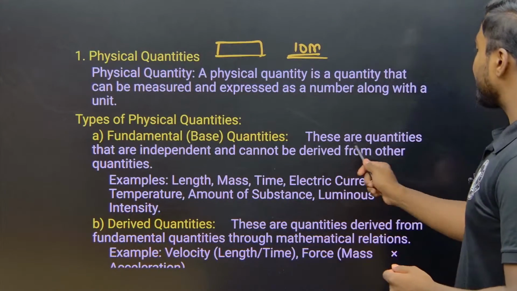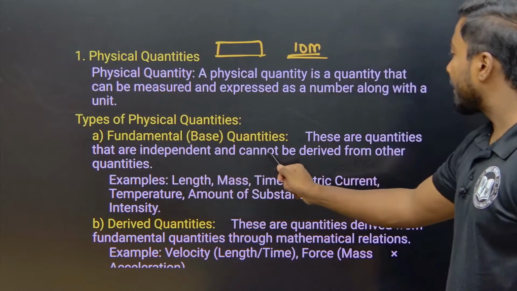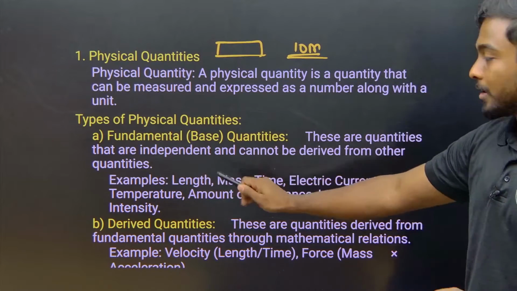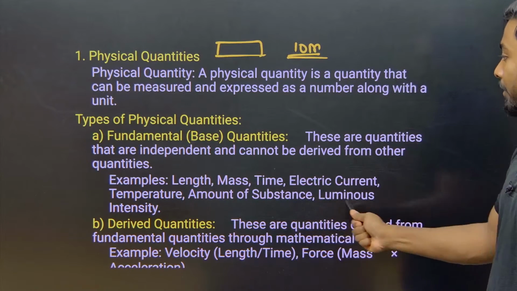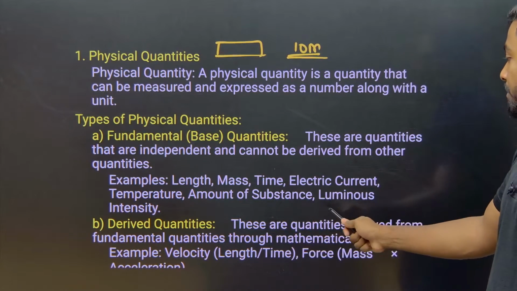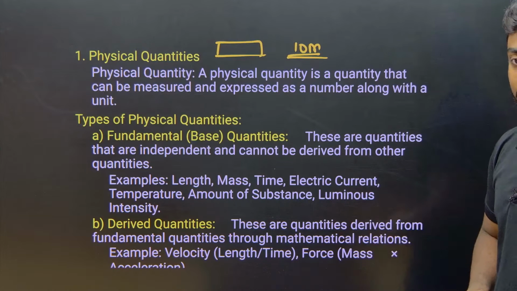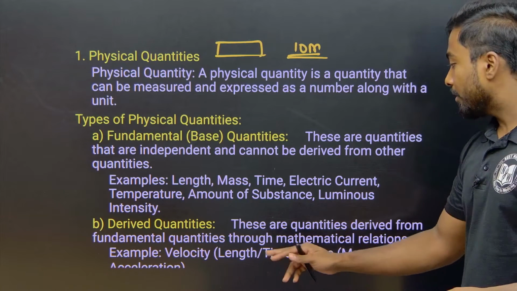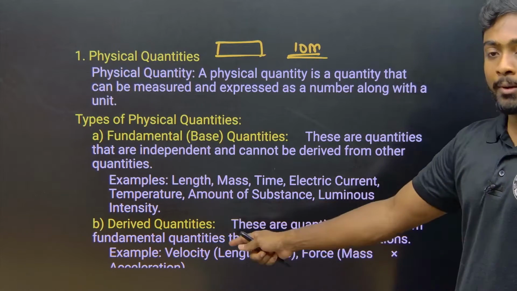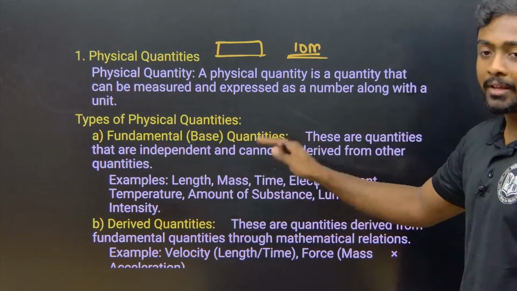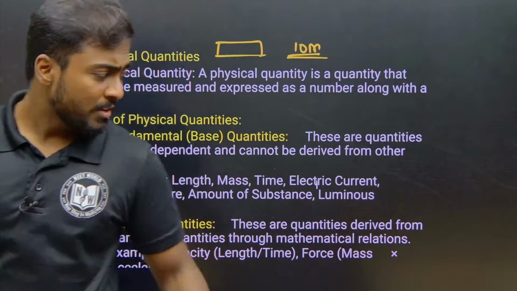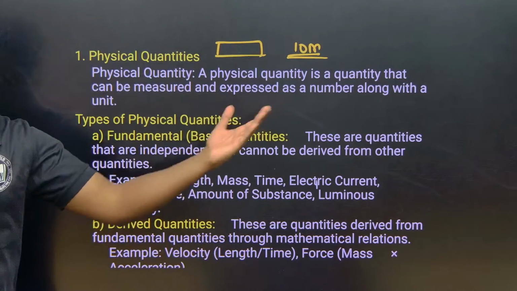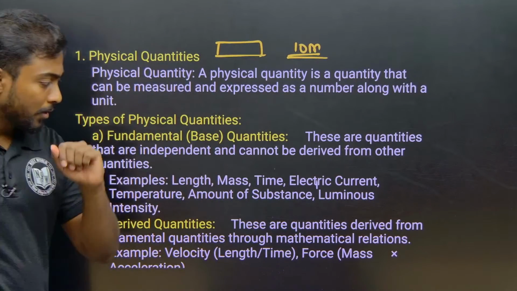Okay. So these quantities are independent and cannot be derived from the other quantities. Example, length, mass, time, electric current, temperature, amount of substance and luminous intensity. Okay. So derived quantities are quantities derived from the fundamental quantities. So from this I am deriving the quantities. Okay. Example, velocity. So displacement by time, no. So length by seconds. Okay.